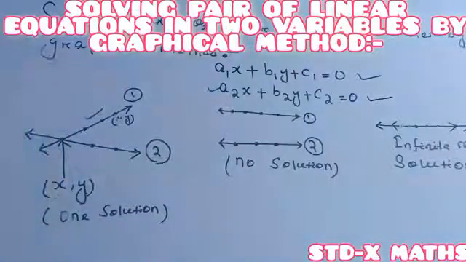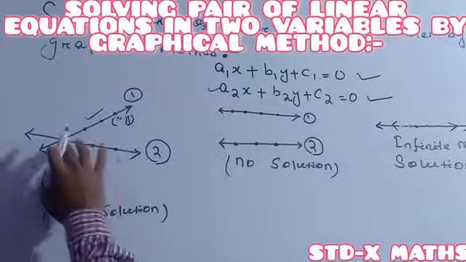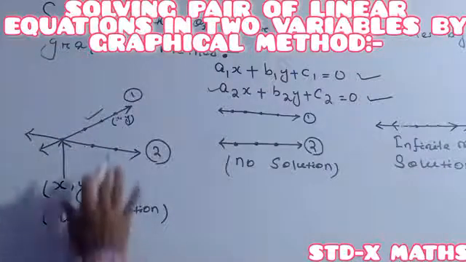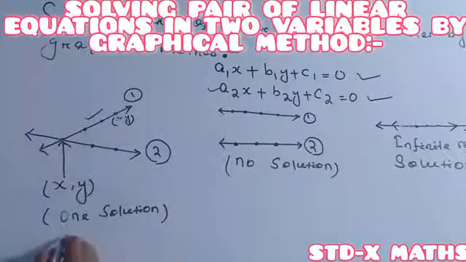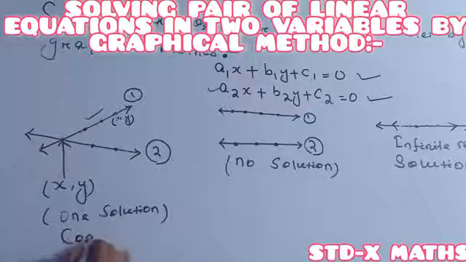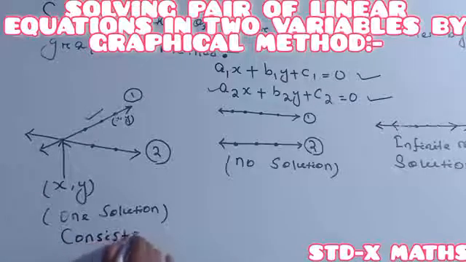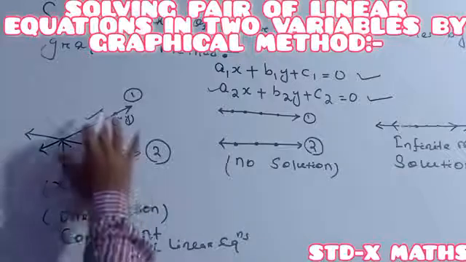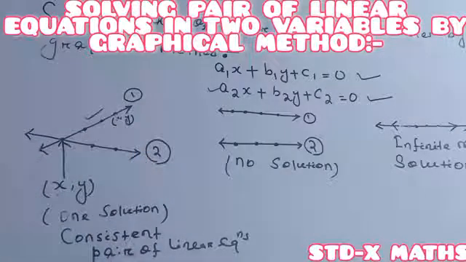Understood or not understood? And remember, whenever we are getting a single common point, that is, one solution, we call the pair of linear equations a consistent pair of linear equations. So whenever we get one solution, both lines can be called a consistent pair of linear equations.